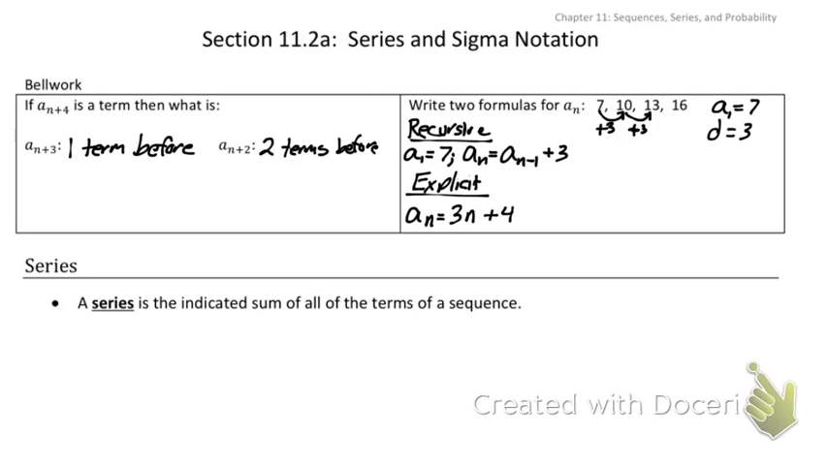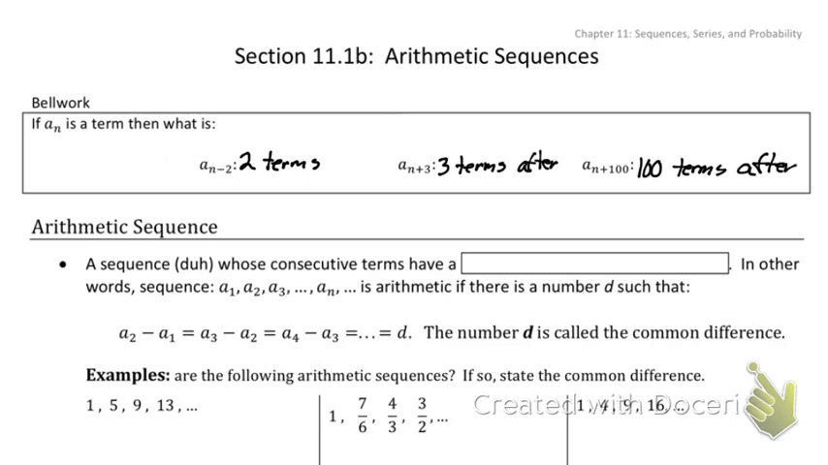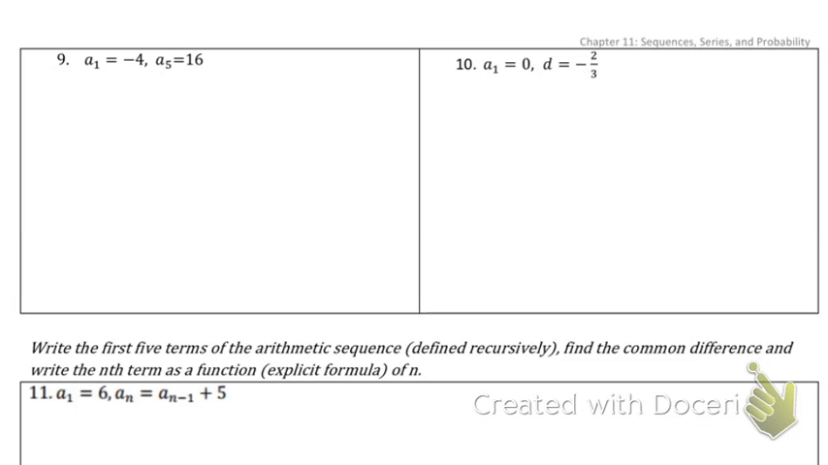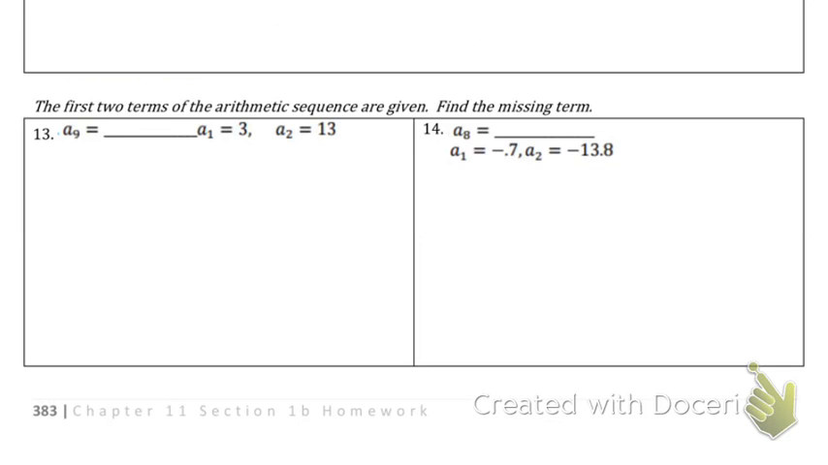All right, what questions do we have from the homework? Yes? 13. All right, number 13 says the first two terms of the arithmetic sequence are given. Find the missing term. So we know it's arithmetic, right?